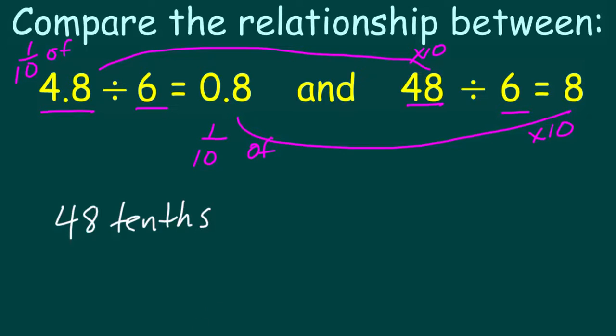So the division is going to be the exact same, because 48 tenths divided by 6 is still going to give us that 8 tenths. We could write it this way in written form, but we know that that's also written as 8 tenths in the numerical form. Pretty simple, huh? So let's look at another problem like this.